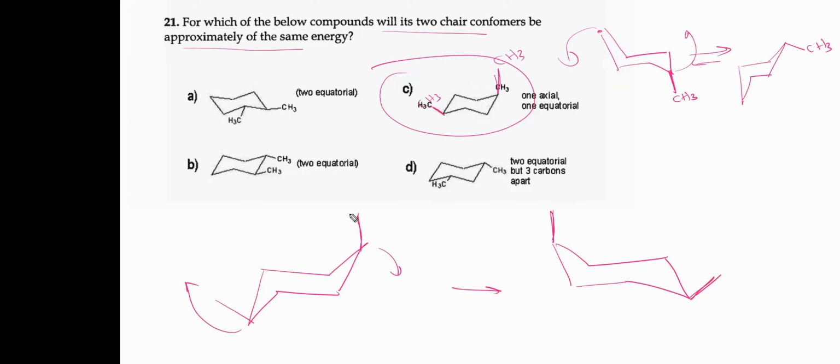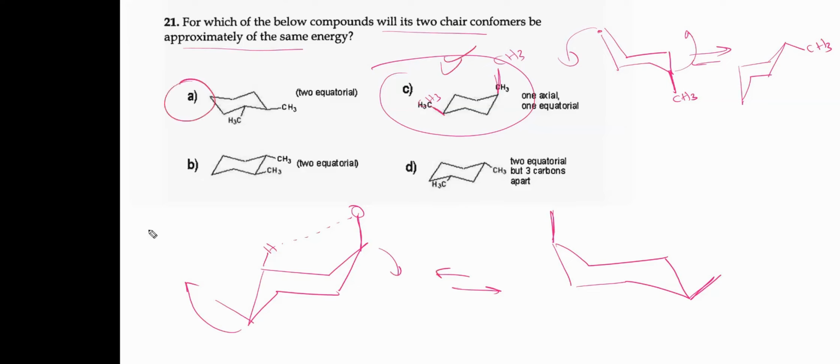Remember, axial has a 1-3 interaction, which makes the axial less stable. But when this goes axial, this is going to go equatorial. Therefore, you're always going to have one axial and one equatorial, which makes this the right answer.